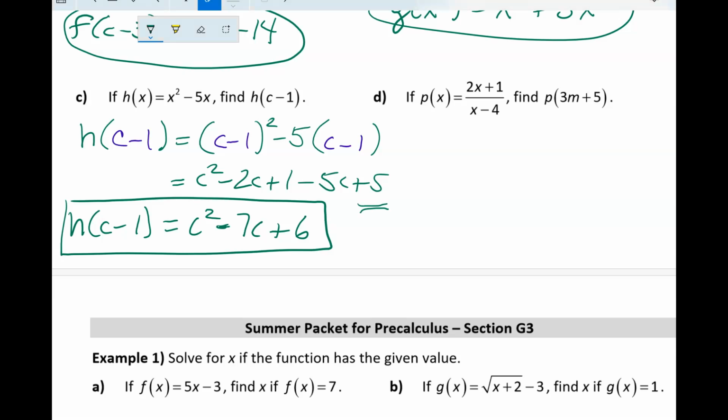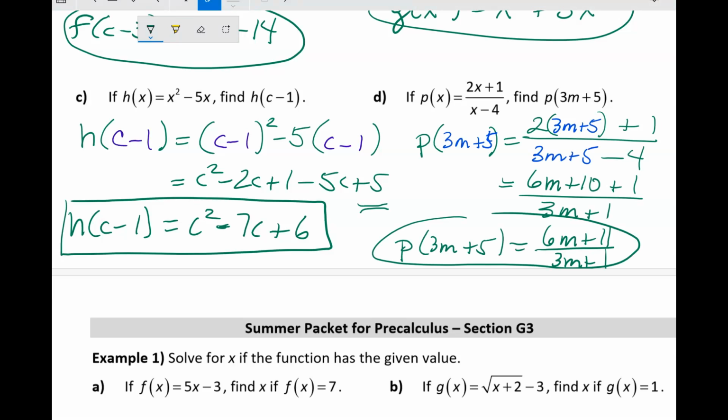All right, last one, try D. So p of 3m plus 5 is equal to 6m plus 11 over 3m plus 1. Remember, that cannot reduce either. I know 6 and 3 share a common factor, but 11 and 1 do not share that same common factor. So all terms do not have that common factor. You can only cancel common factors if you can factor out from the entire numerator and the entire denominator. That's it for that section.